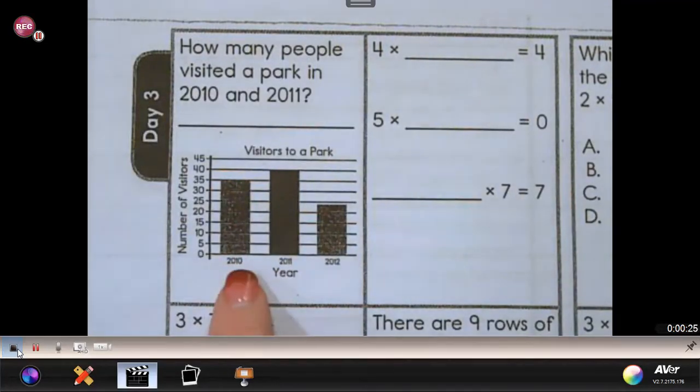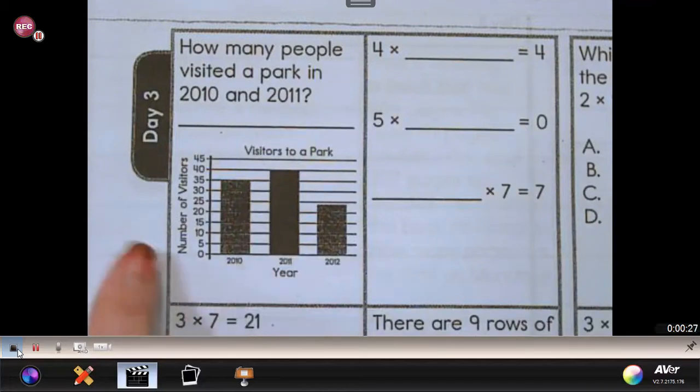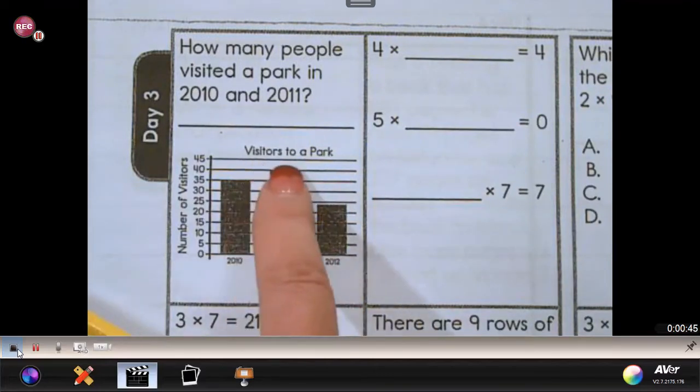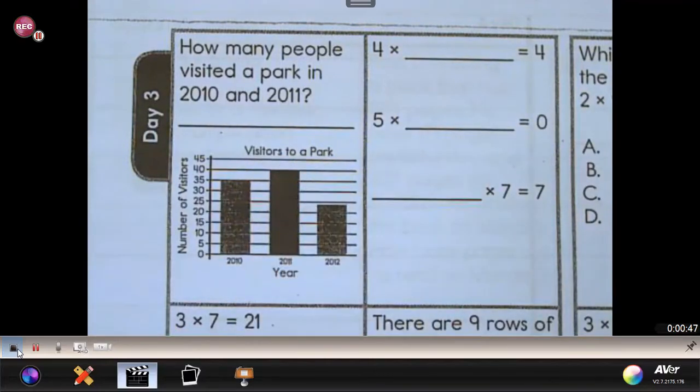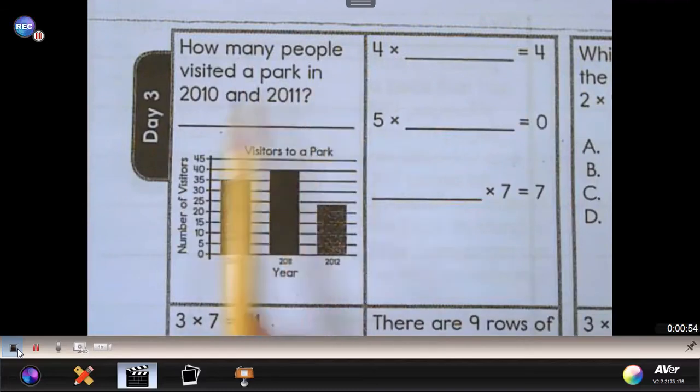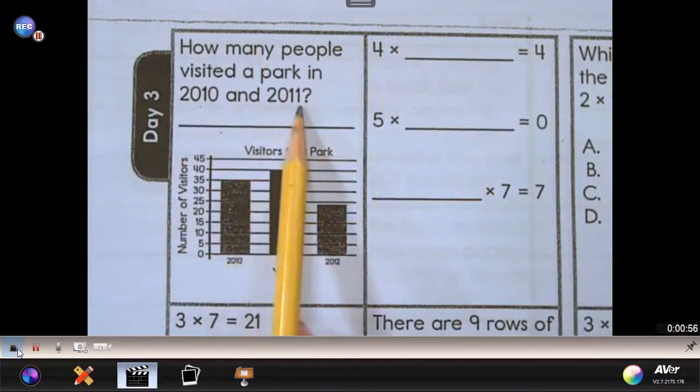It's a bar graph. And you'll notice that the scale is going to tell us the number of visitors that were at the park in a specific year. So we have the year 2010, 2011, and 2012. Always make sure to look at your title. So, visitors to a park. So they want to know in this question how many people visited the park in 2010 and 2011.